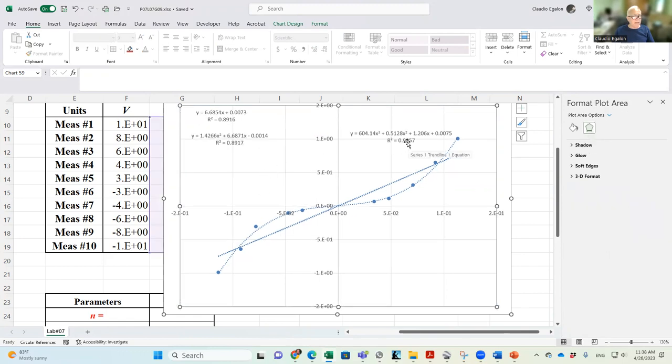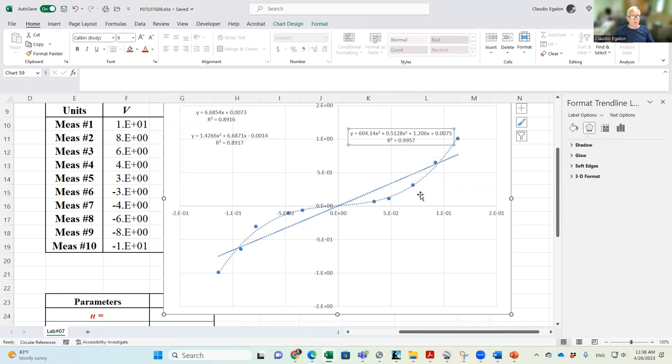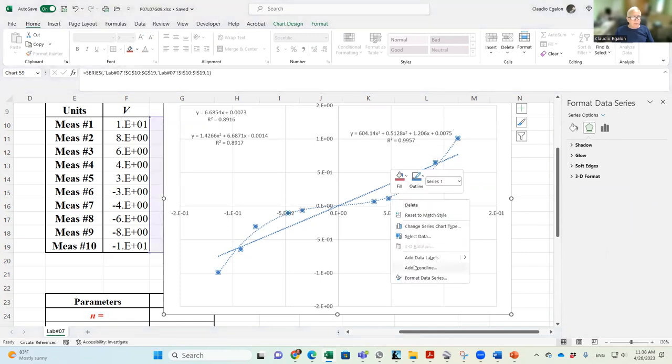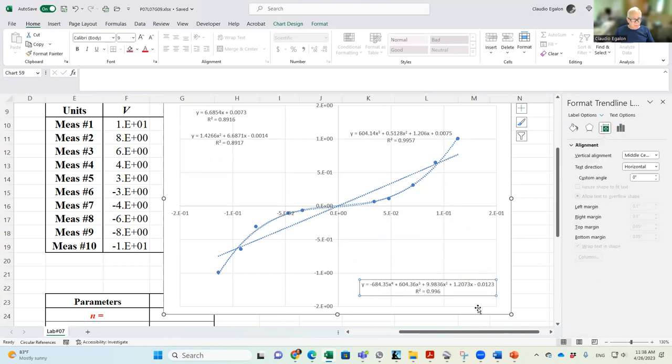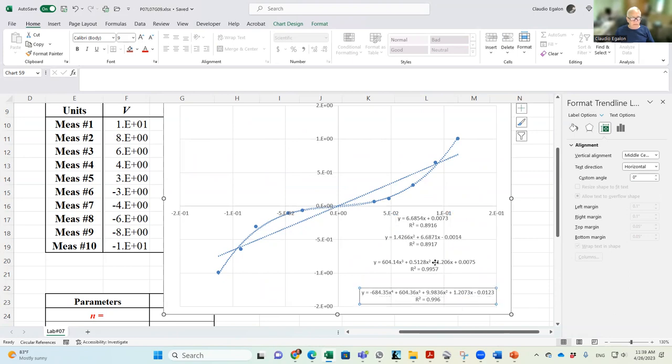So if you want to do even better than what you see here, 0.9957, what do we do? You do a polynomial of order 4, right? It's not going to be much different from the other one. Here you go. Polynomial of order 4, 0.996. The R squared of polynomial of order 4 is just slightly better than the R squared for the polynomial of order 3. The higher the order of the polynomial, the better the fit you end up getting.